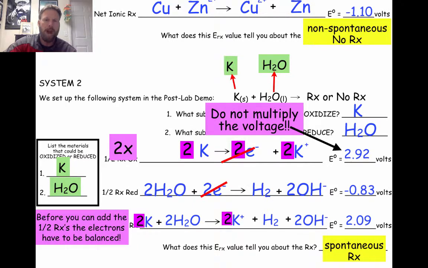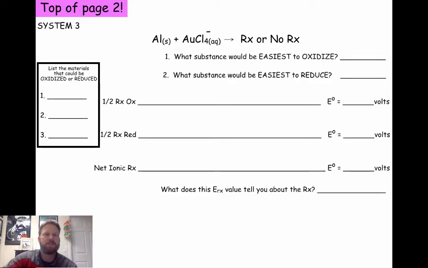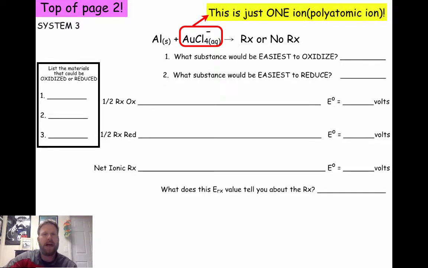So now it's your turn to practice using your redox table to determine if reactions occur. I'm going to flip through a few here and just get you your list. So on the top of page 2, system number 3, we have aluminum solid and AuCl4 aqueous. This is an ion. It's a polyatomic ion, so you don't need to split that up. So the three substances are aluminum, AuCl4 minus, and since it's aqueous solution, we also have water. So those are your substances that could be oxidized or reduced for system 3.